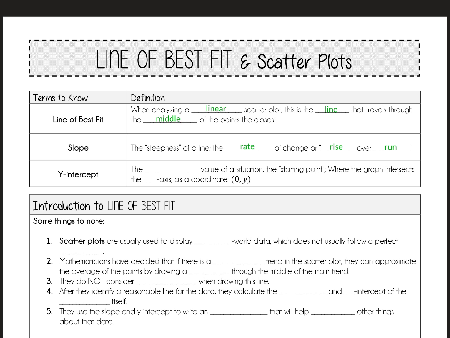Next, we have the y-intercept, which is the initial value of a situation or the starting point where the graph intersects the y-axis as a coordinate, (0, y). It will be very helpful if you remember your slope-intercept formula for a linear equation. y = mx + b, where m is the slope and b is the y-intercept. Now that we've reviewed our vocabulary, let's get started.